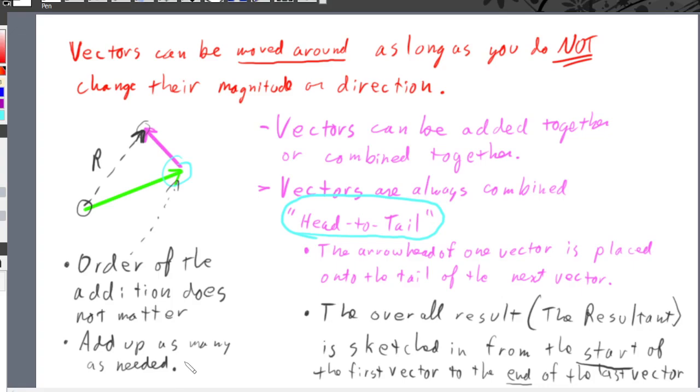All right. So that talks to us about adding vectors head to tail, sketching our result from start to finish, and then adding in any order, since addition is commutative.